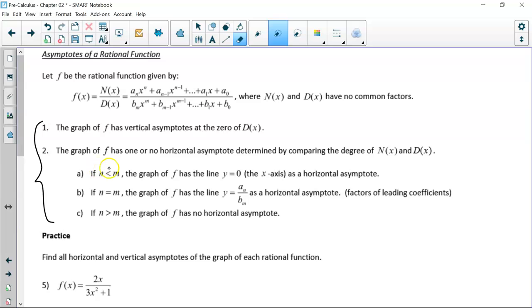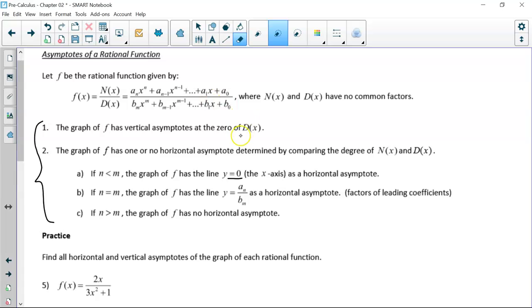When the degree of the numerator is less than the degree of the denominator, it's always going to be y equals 0. When they have the same degree, it's going to be the leading coefficient of the numerator over the leading coefficient of the denominator. Y equals that. And when the numerator has a greater degree than the denominator, there are no horizontal asymptotes. So make sure you keep referring back to that as we go through these next problems.